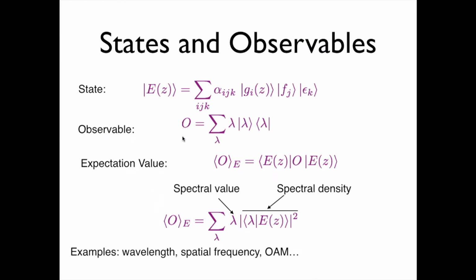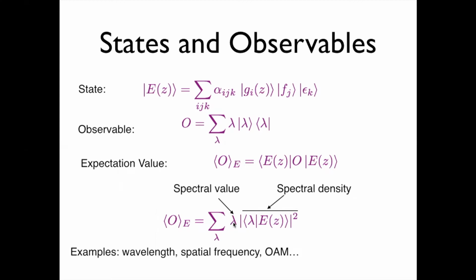That could be the energy or the wavelength or the orbital angular momentum or the momentum or whatever of the electromagnetic wave. And because of the analogy to quantum mechanics, we can represent it by a self-adjoint operator. And then we can calculate the expectation value. And the expectation value is related to what you measure.